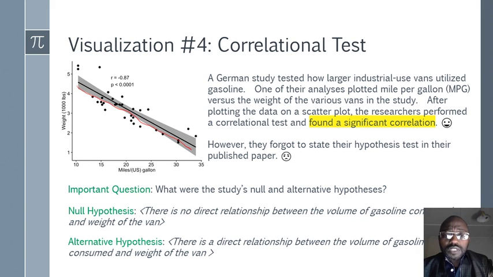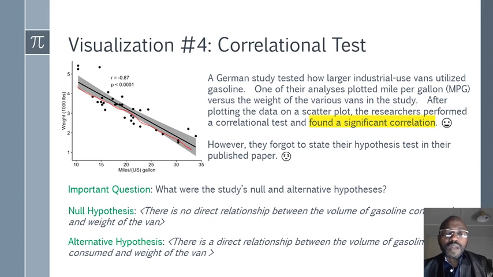So to state a null hypothesis here, we need to state a hypothesis wherein the null one will be rejected and the alternative hypothesis will be accepted. In this scenario, we know there's a relationship and we want that to be the acceptable one. So the null hypothesis for that will be there is no direct relationship between the volume of gasoline consumed and the weight of the van. And the alternative hypothesis is that there is a direct relationship between the volume of gasoline consumed and the weight of the van.